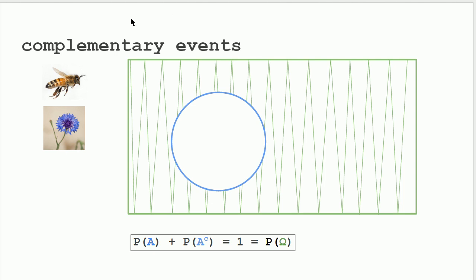A complementary event is everything that is not that event. Right? So the complement of A, this cornflower patch, is everything in this field, this sample space, that is not encompassed by this circle right here. And when you add these two together, the probability of the event and the probability of its complement, then you should get 1. It should encompass the entire sample space.